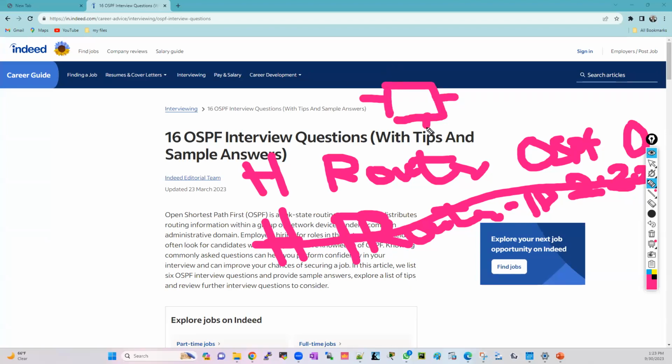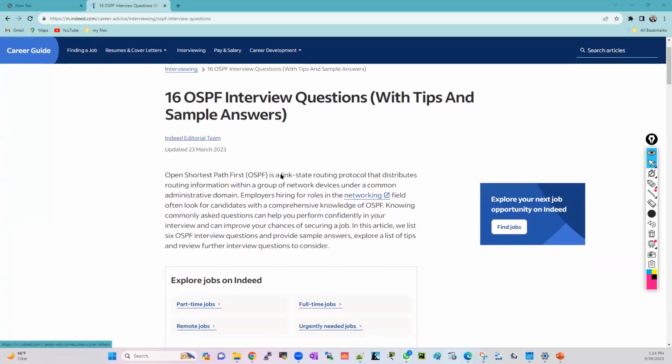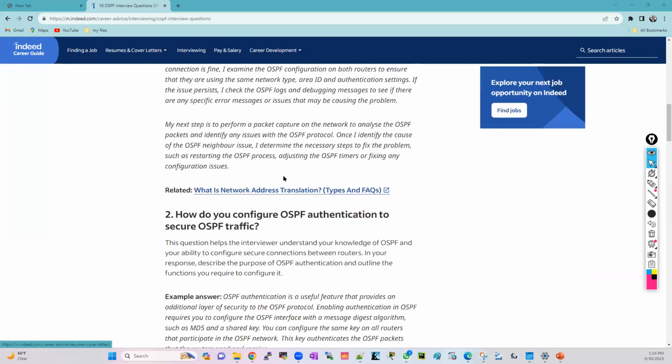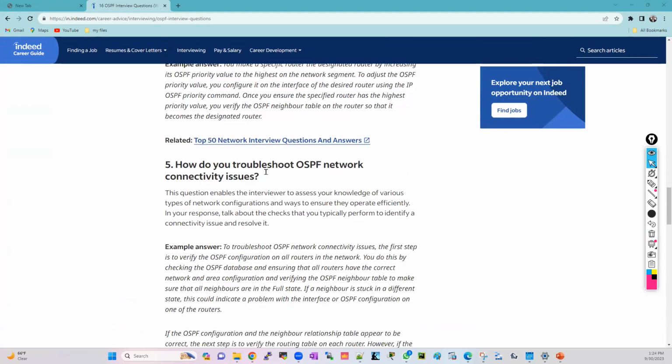Yeah. Okay. And then what is router ID? It's just for identification of the router in the routing table. Is that clear? Yes. Okay, let's move on. So these are the questions that we may come across during the interview.